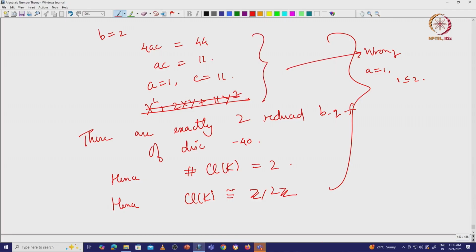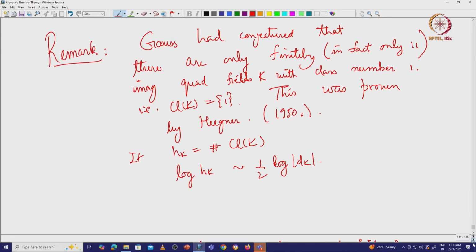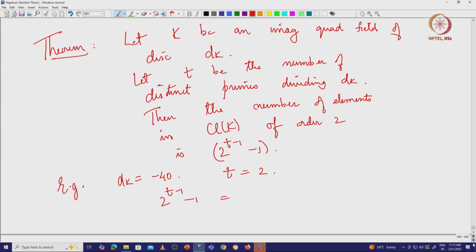All right. So I made a mistake here, and the reason is I found it from this now, because this is 2 to the 2 minus 1 which is 1. So there is exactly one element of order 2. So hence CL(K) has exactly one element of order 2. Sorry about that error.